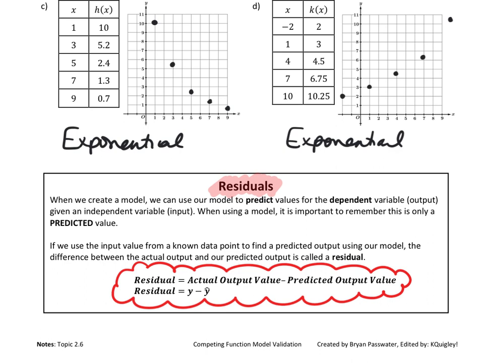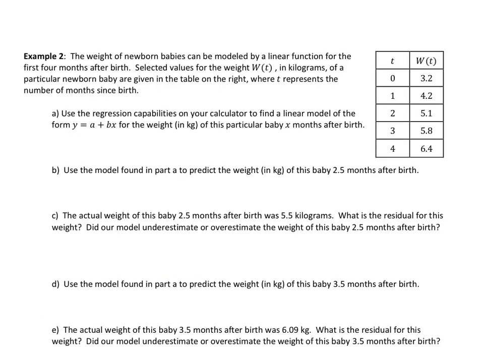Let me show you how to use it or the kind of questions you might see. You're given this table on the next page and it says the weight of newborn babies can be modeled by a linear function for the first 4 months after birth. Selected values of the weight, W(t), in kilograms of a particular newborn baby are given in the table on the right, where t represents the number of months since birth. Part A, use regression capabilities on your calculator to find a linear model. Oh, look, it even told us what kind of model this time. We didn't have to figure it out.